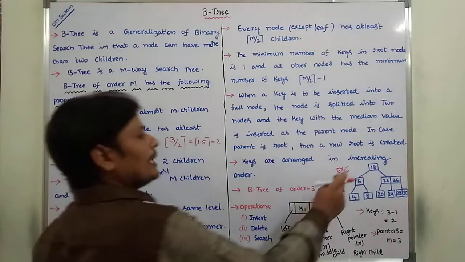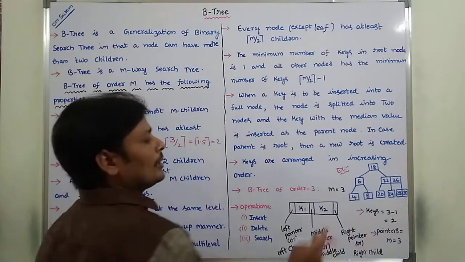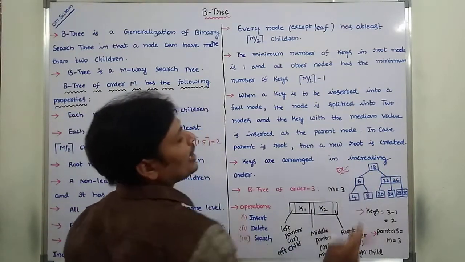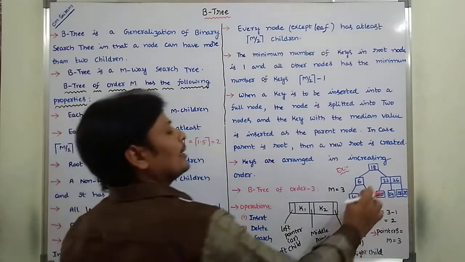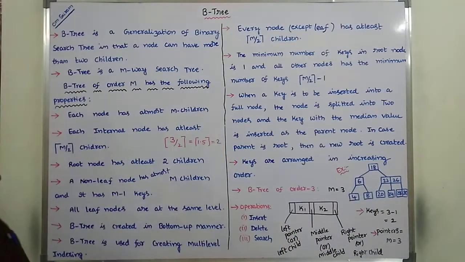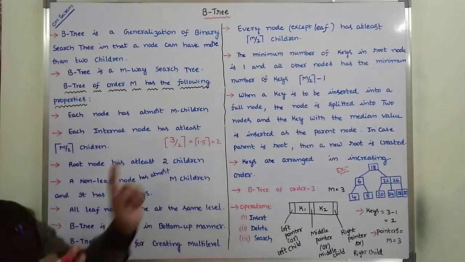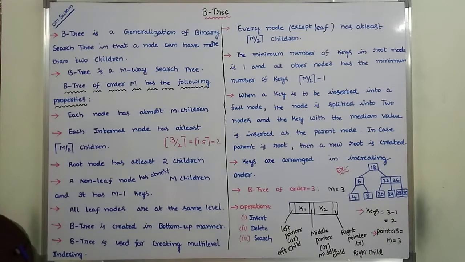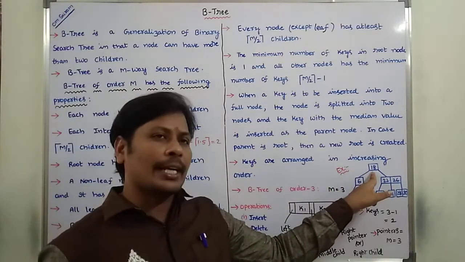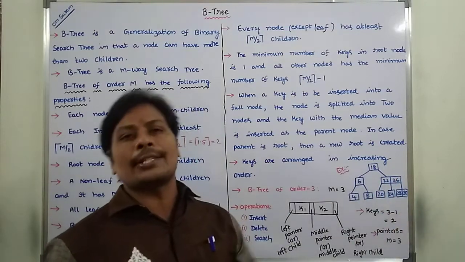So here, how many children does this internal node have? 2 children. This internal node has how many children? 2 children. This internal node has how many children? 3 children. Here at least means at least 2 children. It may contain more than 2 children. This node contains 2 children. This node contains 2 children. This node contains 3 children.